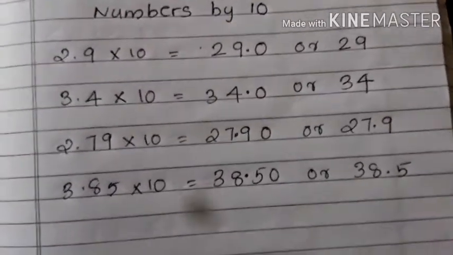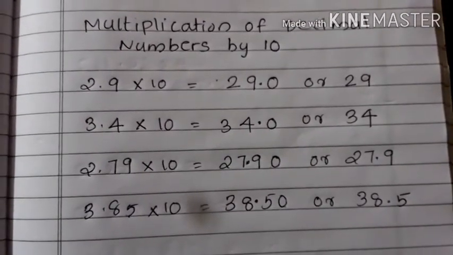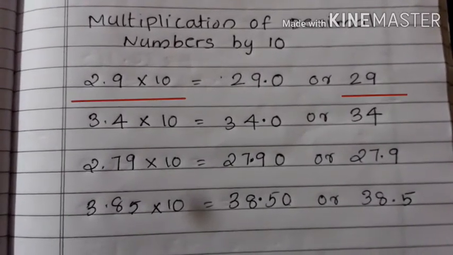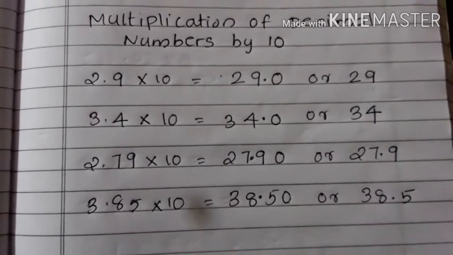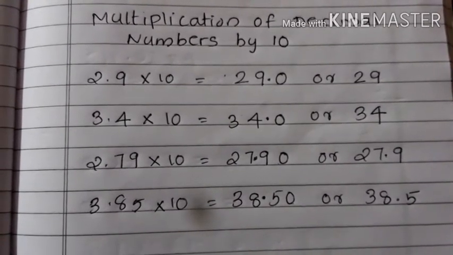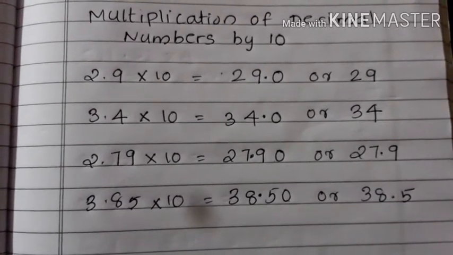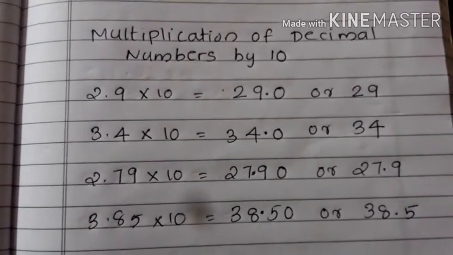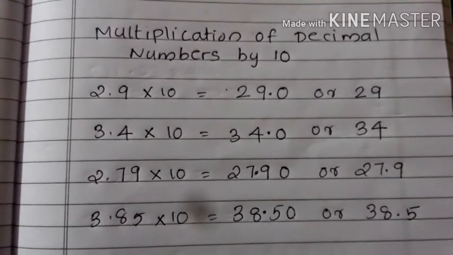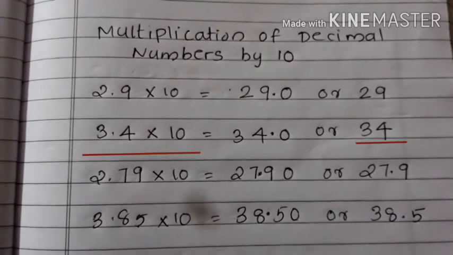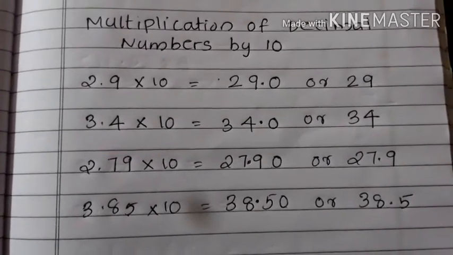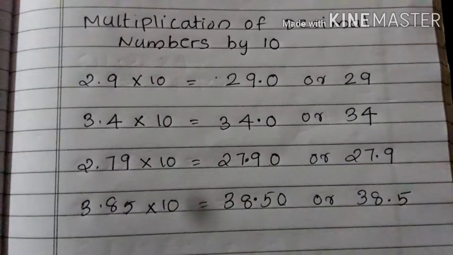So here we observe that 2.9 multiplied by 10, we get 29. 2.9 and 29 are the same, the only difference is their decimal point. Note that 10 has 1 zero. So in the product, the decimal point moves 1 digit to the right. When multiplied by 100, the decimal point moves 2 digits to the right. Here 3.4 multiplied by 10, we move 1 digit to the right. The observation is the same in the other products involving 10.